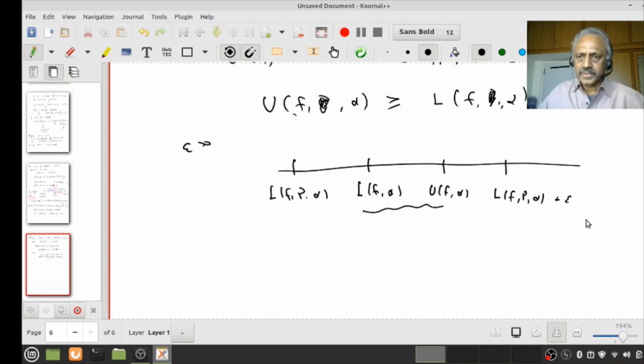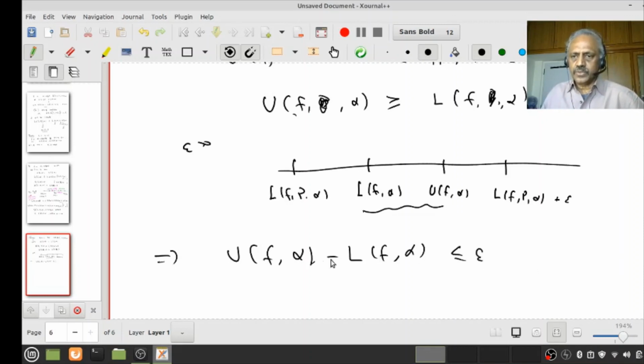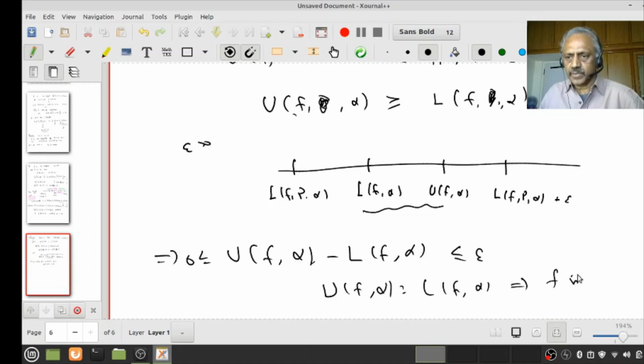Yes or no? Therefore, this shows that U of alpha minus L of alpha is less than or equal to epsilon. Again, if you want, you can write the inequality. U of alpha is less than or equal to L of P, alpha plus epsilon, and L of alpha is greater than L of P, alpha. Therefore, the negative of that will be less than the negative of this, so L of P, alpha cancels. You get epsilon. You understand that, right? And this is already greater than or equal to 0, as we observed. Therefore, we have proved U of alpha equals L of alpha. That means f is alpha integrable.